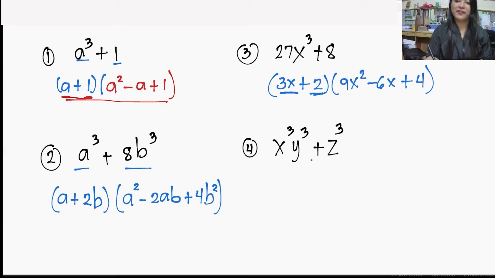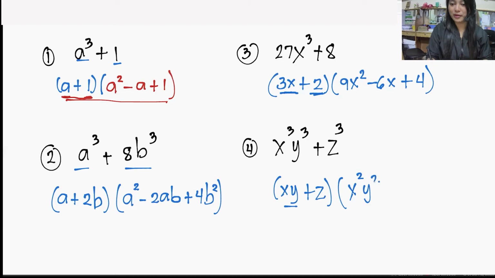Next, we have here x cubed y cubed plus z cubed. The same process. We are going to get the cube root of x cubed y cubed, that would be xy. The cube root of z cubed would be z. Next, you square the first term here. So x squared y squared. Next, get the negative product of xy and z. That will be negative xyz. Finally, get the square of z. So that will be z squared.